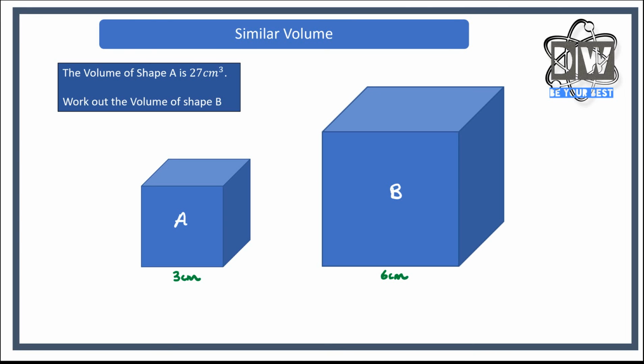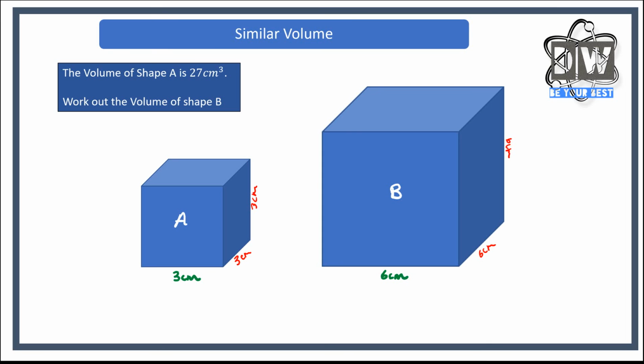Now, these first few questions are all cubes, so they're all going to be the same height, width, and depth. What I mean is that 3 centimeters is 3 centimeters wide, 3 centimeters deep, and 3 centimeters tall. And on this one, it's 6 centimeters wide, 6 centimeters deep, and 6 centimeters tall. We're going to work it out both ways just to show you that it makes perfect sense.